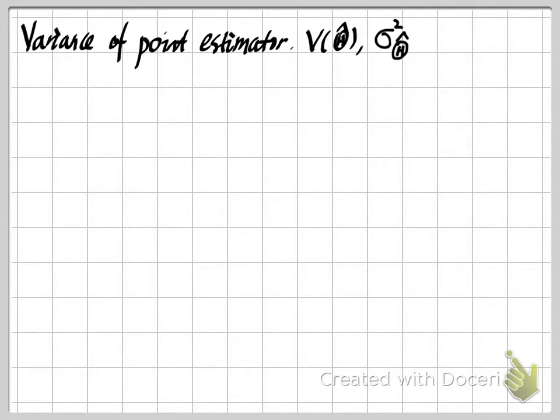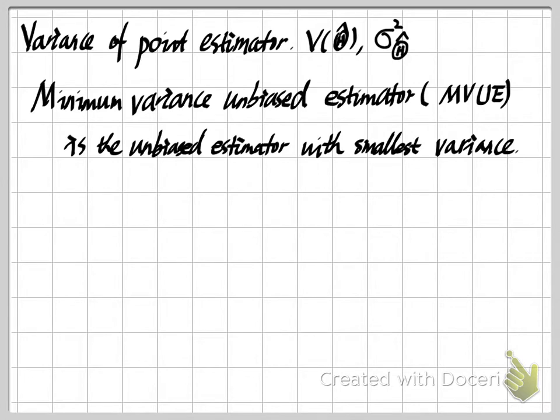That means this variance is the minimum variance among all of the point estimators. We call this a minimum variance unbiased estimator, and we denote this by the notation MVUE. If we say this is an MVUE of a population parameter, this means this estimator should first be unbiased and also have the minimum variance.